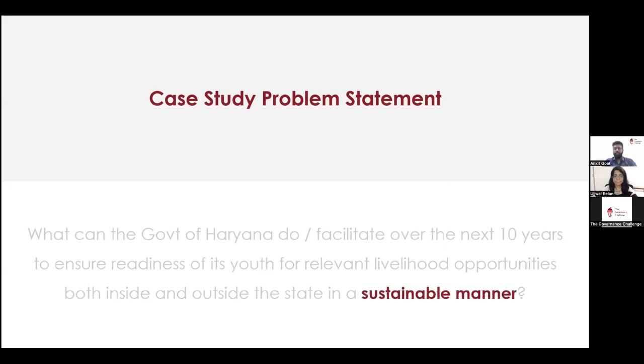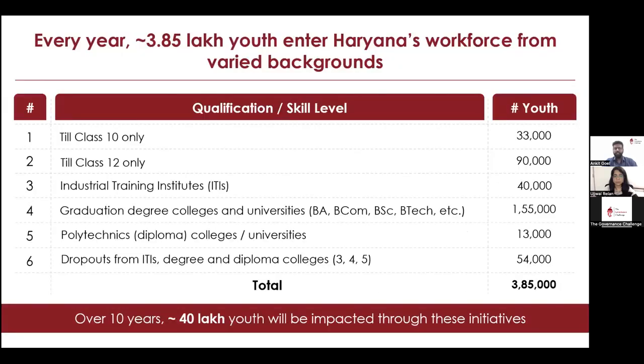And the fourth important piece is sustainable manner. So what we need to ensure is that we undertake interventions that create outcomes year on year. So these are not interventions that work for a particular year and then we have to think of something new. We have to think of solutions which keep creating impact year on year, right? So this is the breakup of the case study. Talking about the scale of this, we are roughly talking about 4 lakh people who enter Haryana's workforce every year, right? And they come from various sources, they come with various educational backgrounds.